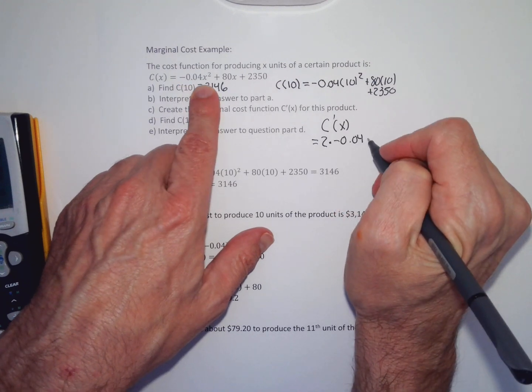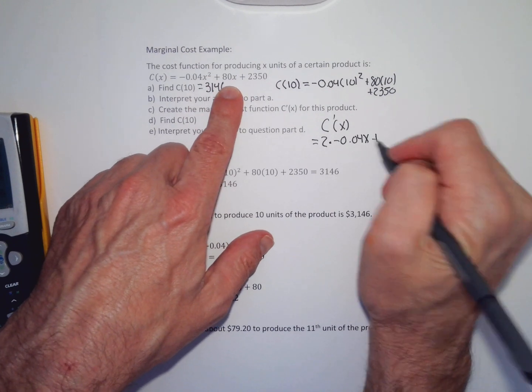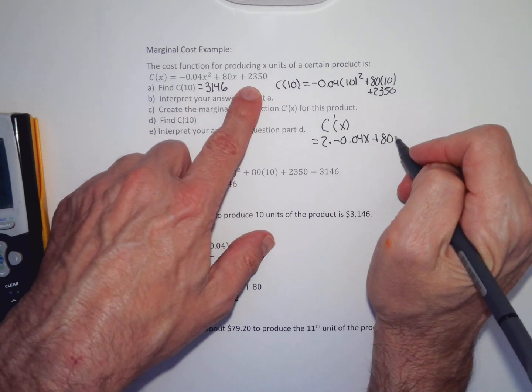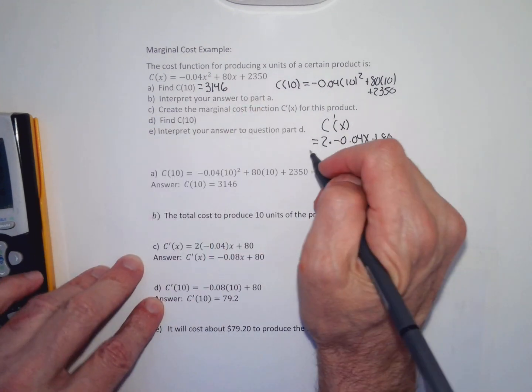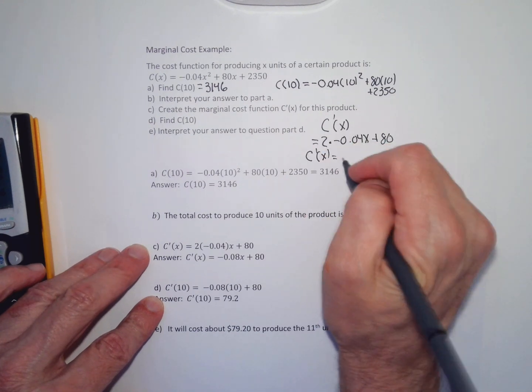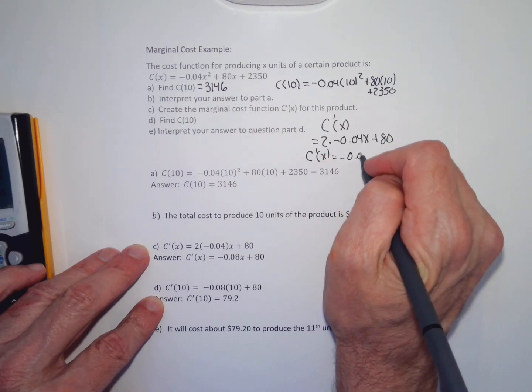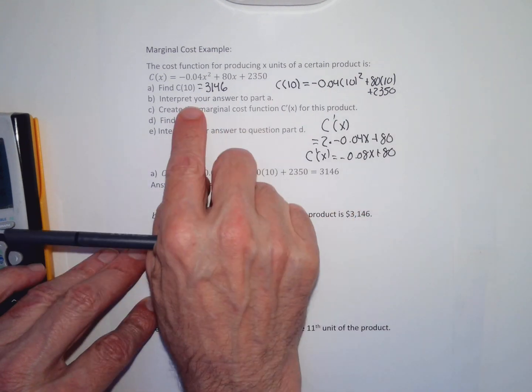I'm going to lower the x squared down to an x to the first. The derivative of 80x is going to be 80. The derivative of 2350 is going to be 0 because it's a constant. And so I'm going to get the marginal profit function. When I multiply these, I get negative 0.08 times x plus 80. That's going to be my answer to part C.